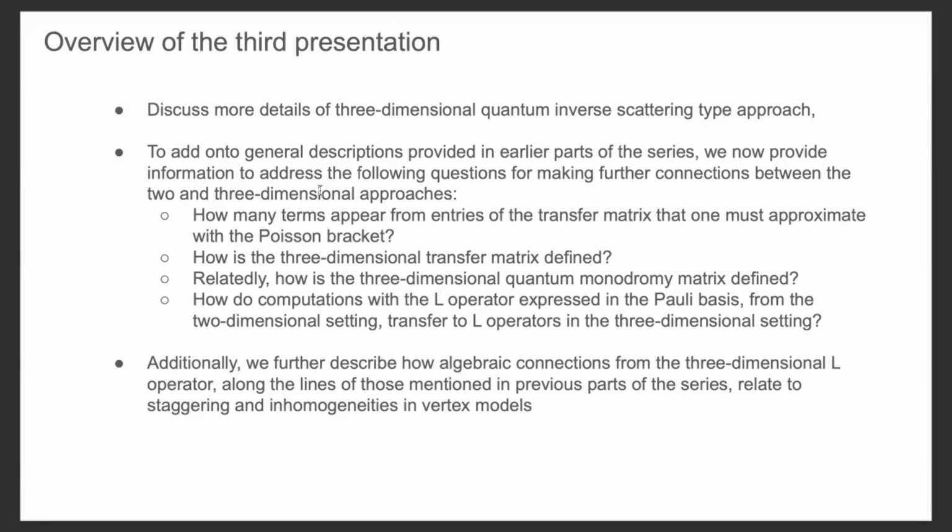And as we had also mentioned, additionally, we further described how algebraic connections from the three-dimensional L operator along the lines of those mentioned in the previous part of the series relate to staggering and inhomogeneities in vertex models. So there's different ways in which we can either introduce staggering or inhomogeneities to a certain group of vertices which lie within either Z2 or Z3.